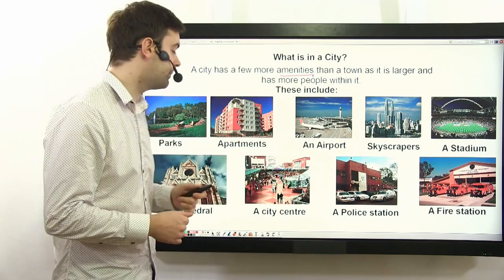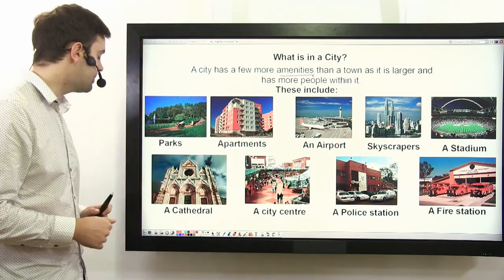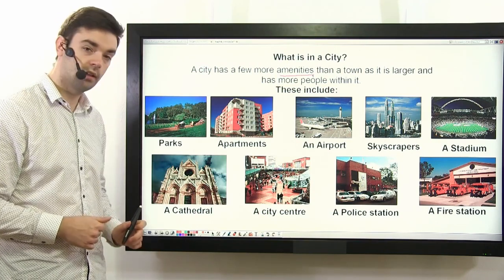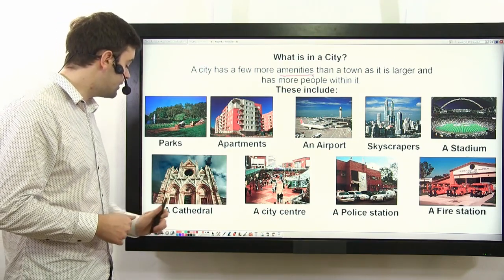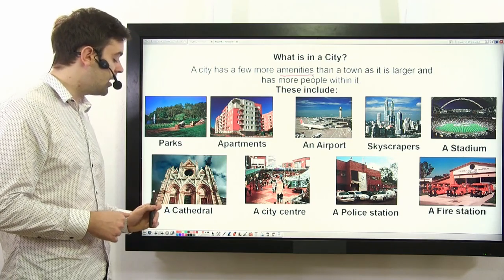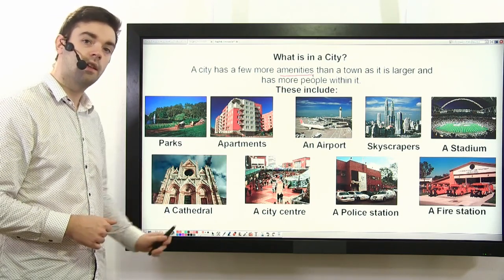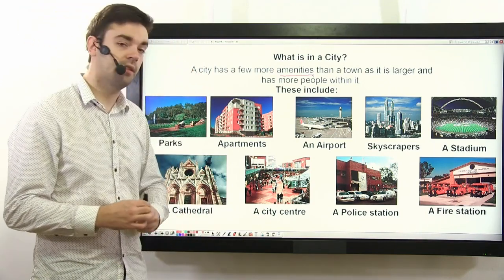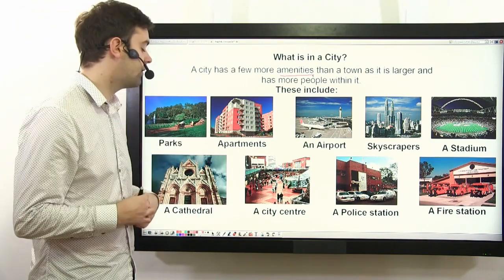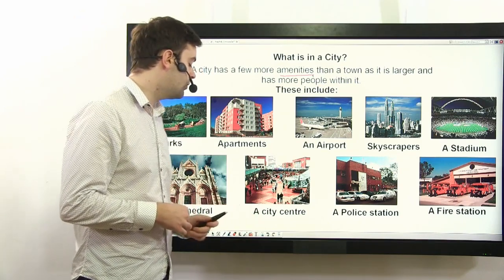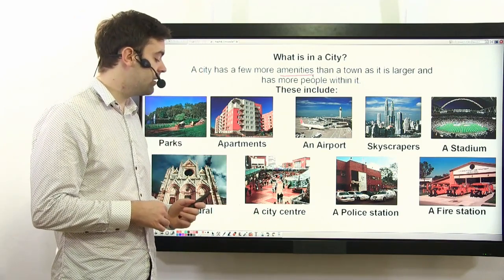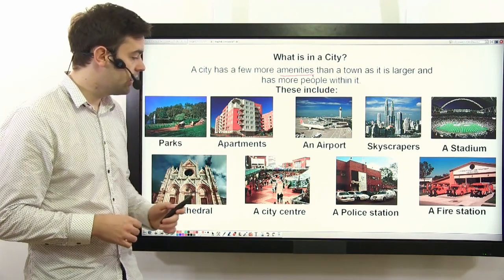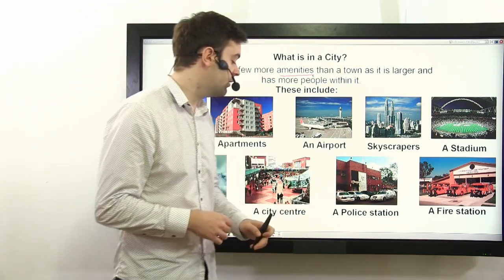S-T-A-D-I-U-M. Stadium. There might be a cathedral. C-A-T-H-E-D-R-A-L. Cathedral. You might have a city centre. C-I-T-Y C-E-N-T-R-E. City centre. There might be a police station.